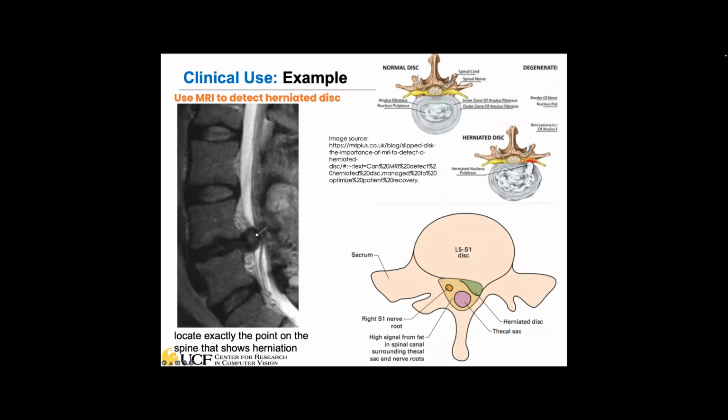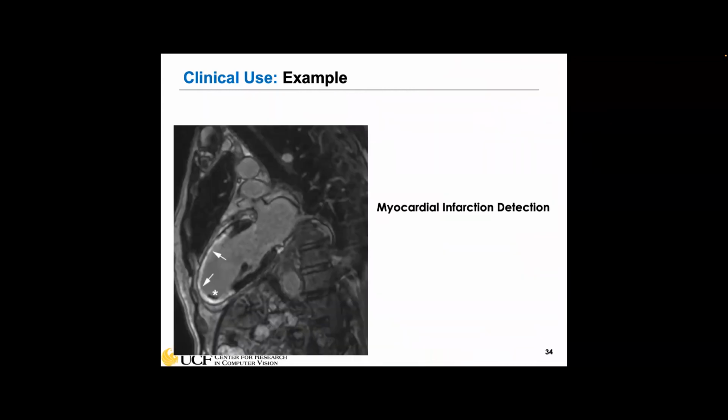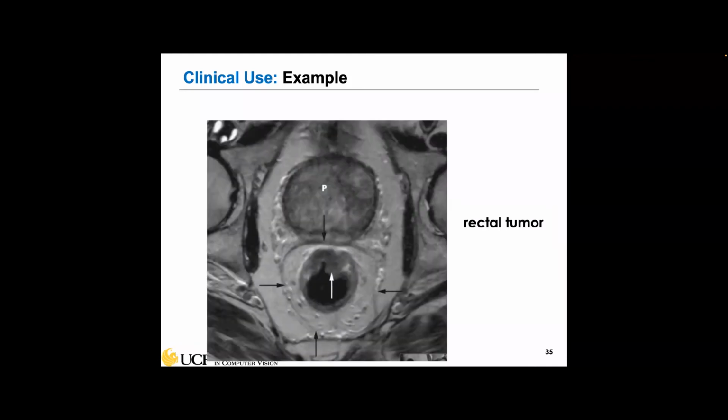By taking this kind of spinal MRI, we are able to detect it, right? So this would be the point on the spine that shows herniation, okay? And we can also use MRI to detect myocardial infarction, and also to detect rectal tumor or colon cancer, right? An MRI scan can be used in conjunction with colonoscopy.